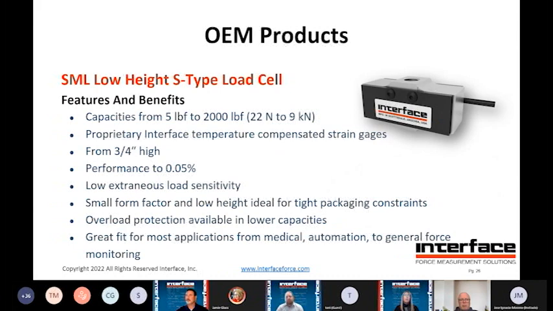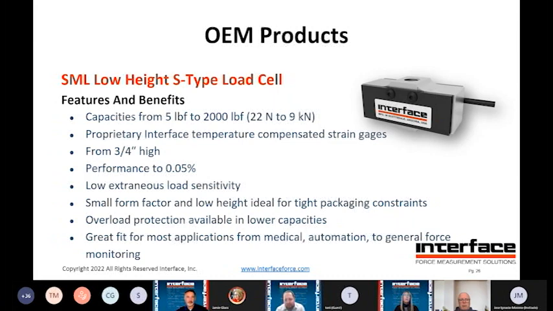SML, this is a very popular load cell given its small size. It integrates very well. You're talking 3/4 inch height, and even at the higher capacities, you're still under an inch. And in that small form factor, you do get high overload protection for the lower capacities. I think it scales from 10 to 5 times, depending on the capacity. But just a good general fit, general use.